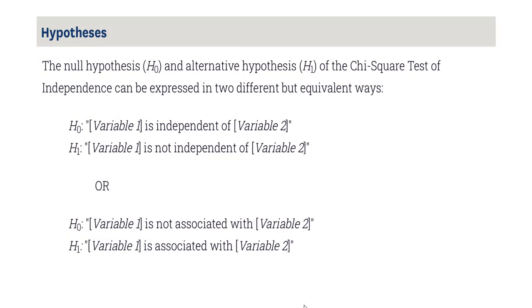Now in this case, the null hypothesis basically will say that variable 1 is independent of variable 2. This is the null hypothesis. Then the alternative hypothesis is that variable 1 is not independent of variable 2. So this is why this is called the test of independence. Another way of formulating this is to say that variable 1 is not associated with variable 2, or the alternative hypothesis, variable 1 is associated with variable 2. So there's 2 ways to formulate the null hypothesis in this case.